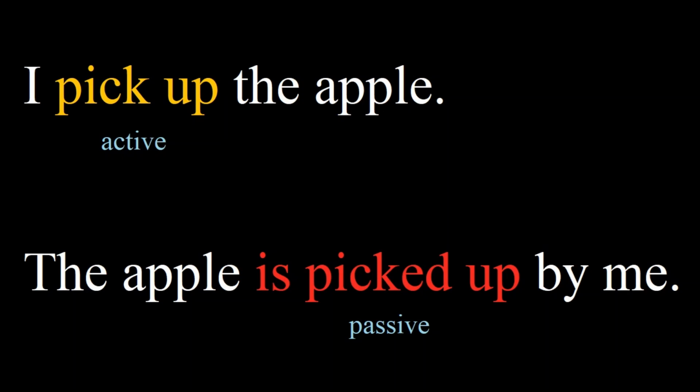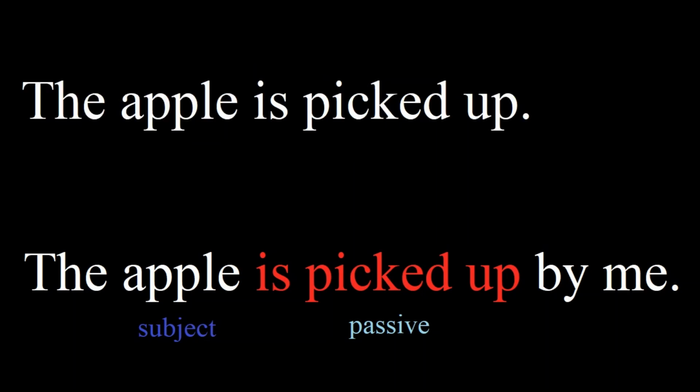I pick up the apple. The apple is picked up by me. They describe the exact same action, but in the first sentence, the subject, I, is actively doing the action. And in the second sentence, the subject is the apple, and the action is being done to it. The one doing the action, me, is just added on the end and isn't even needed.